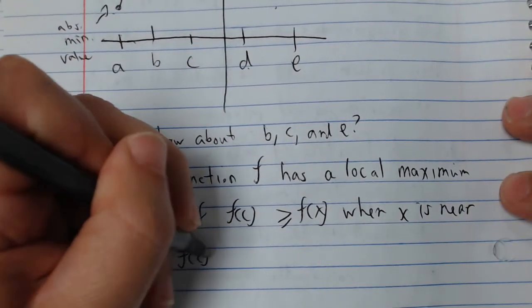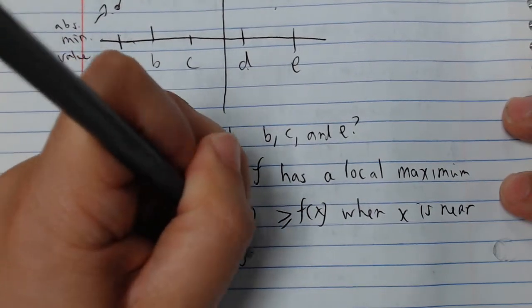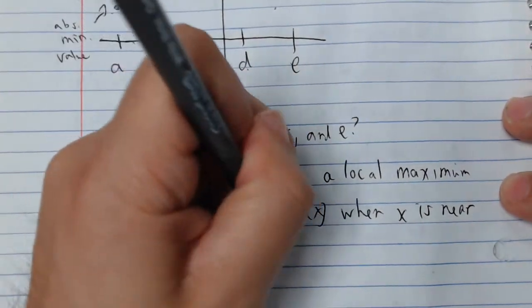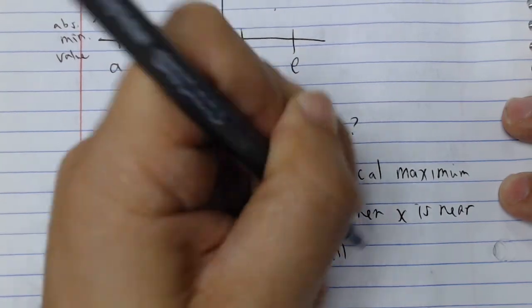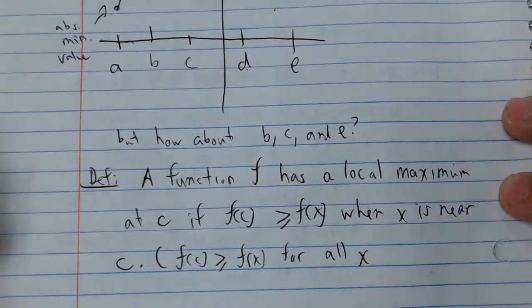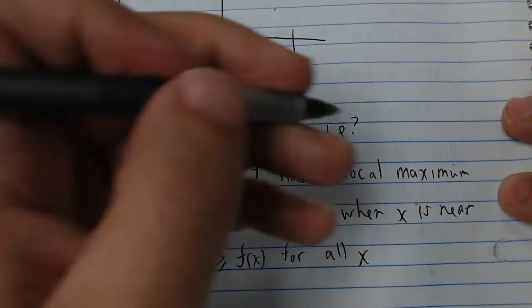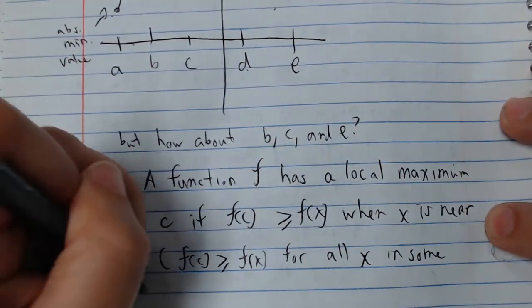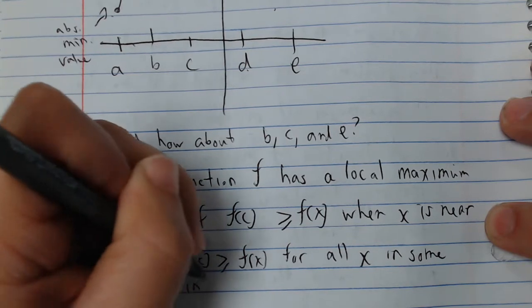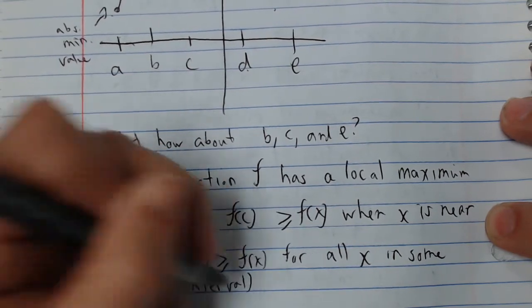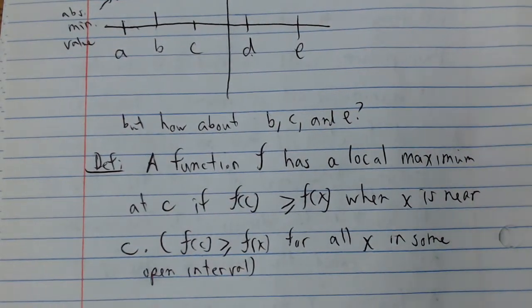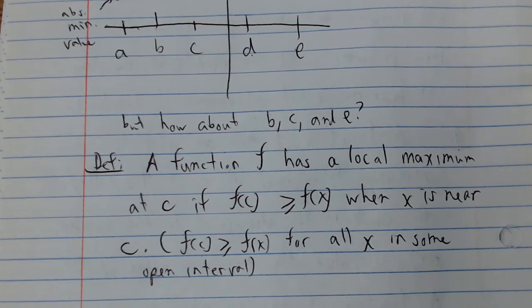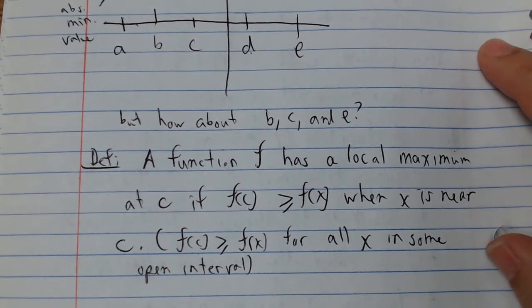f of c is greater than or equal to f of x for all x in some open interval. This is basically saying the same thing. So what's a local maximum? A local maximum means, could you find a value?